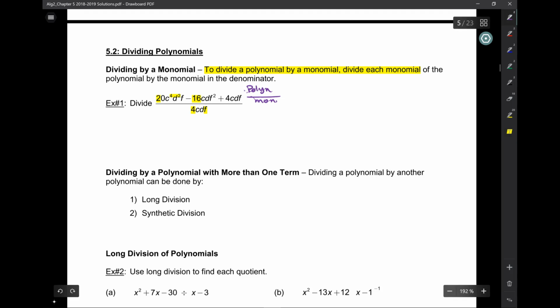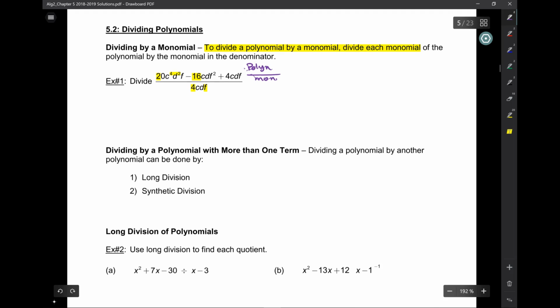So what I mean by that is here you have 20c to the 4 d squared f. You have to divide each one of these by this independently. So let's do just this first one. 20 divided by 4 would give you 5, and then c to the 4 over c cubed, d squared over d, that's d, and then f cancels out. And now, here you have a minus for this one.